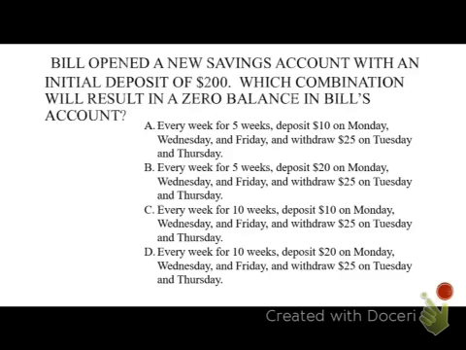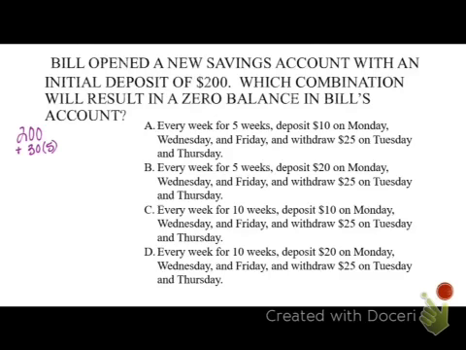On the next question, we say, Bill opened a savings account with an initial deposit of $200. Which combination will result in a zero balance in Bill's account? If we have an initial deposit of $200, then we start out with positive $200. In A, we make a deposit of $10 on Monday, Wednesday, and Friday. So that is an overall deposit of $30 in a week, and we do that for 5 weeks.